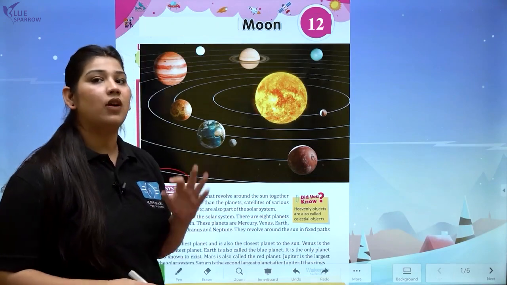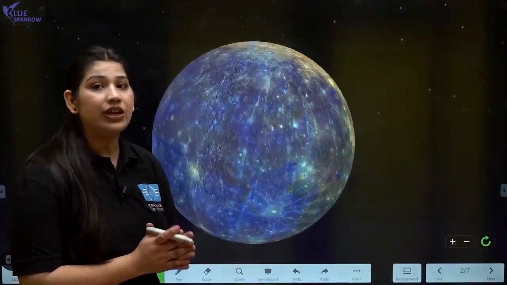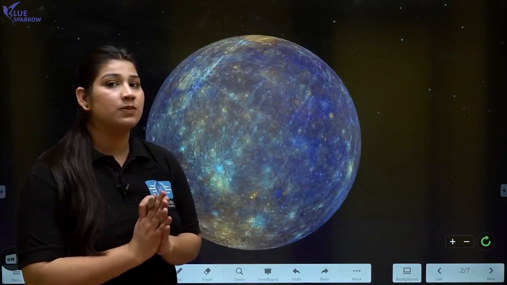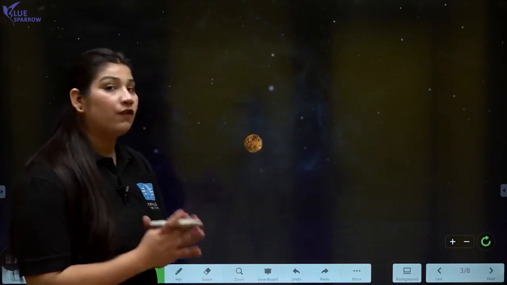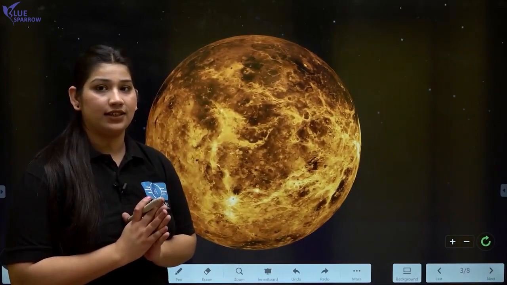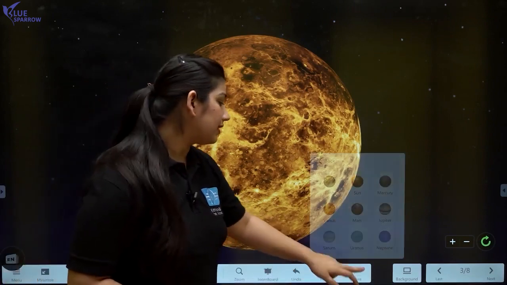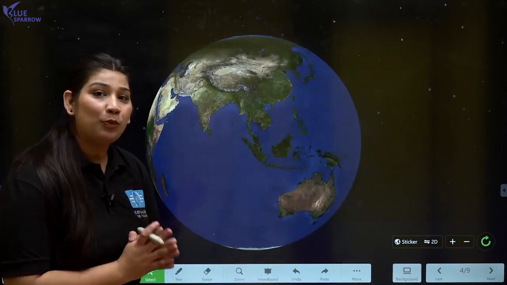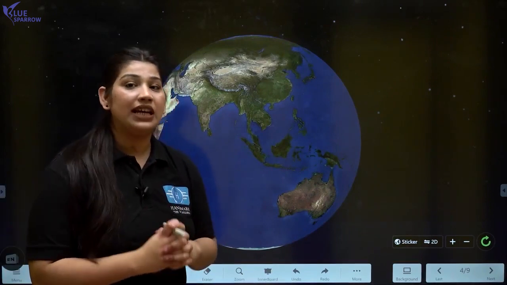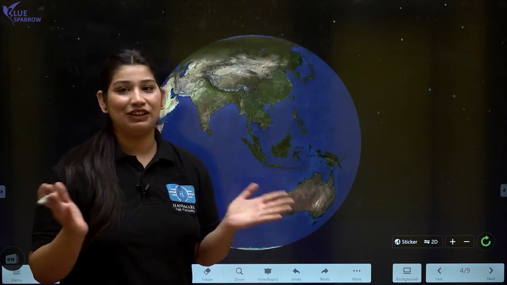Let's understand about our planets. First comes Mercury. Mercury is the smallest and closest planet to the Sun. Next comes Venus. Venus is the hottest planet. It is also the brightest planet. Next comes Earth. Earth is also called the blue planet. It is the only planet where life exists. We all live on the planet Earth.